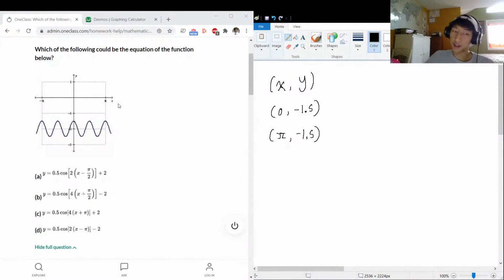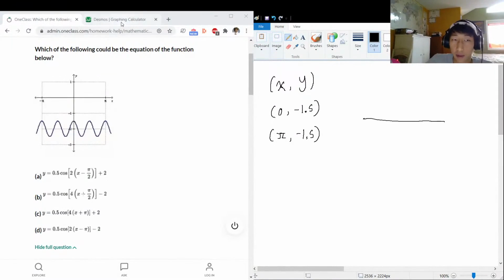Okay, but first let's take a moment to think about this. So we see all of our options are cosine functions and they all have a coefficient of 0.5. So we can't disqualify anyone based on that, but we can look at the end. See how this is like minus 2, plus 2, minus 2, plus 2? Typically a cos graph looks like this.